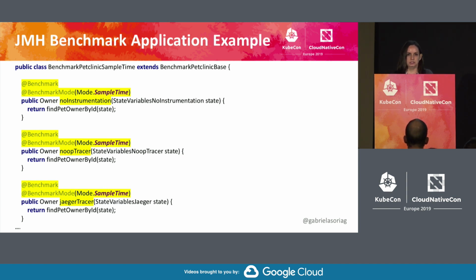In our case, we decided to separate the modes because the results that we got separating the modes were more easy to represent graphically with JMH Visualizer. And we have one method with no instrumentation and one method for each tracer implementation that we want to benchmark.